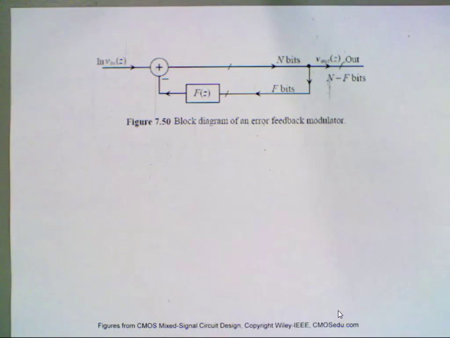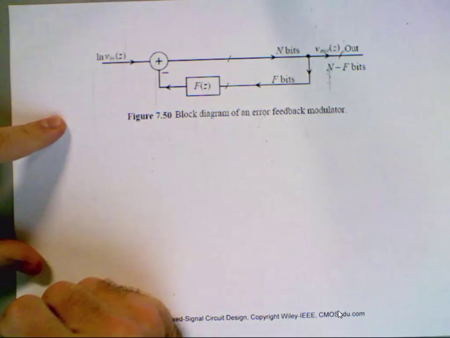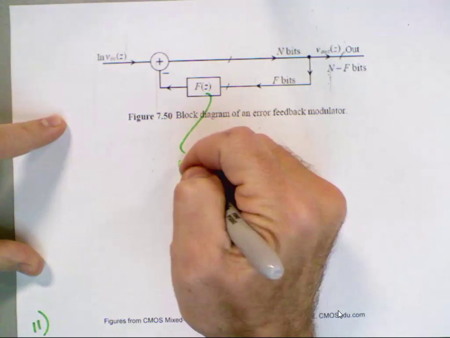Evil chuckle. All right, and so here, if I wanted to implement a first order modulator, what would F of z be? Yeah. Why? Okay, so that's a good question.